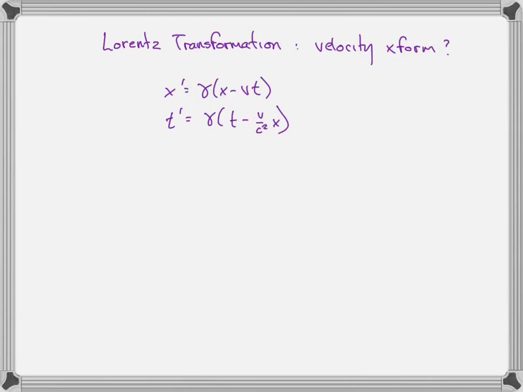Okay, we need to wrap up relativity pretty soon, so I should move on to the velocity transformation just real quick. Remember when we did the Galilean transformation, we had x' equals x minus vt, and we wanted to find the velocity transformation. We just took the time derivative of both sides, right?